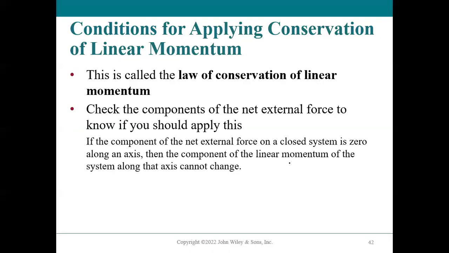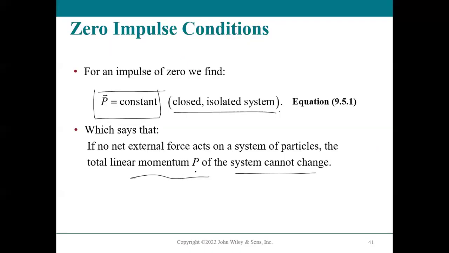Conditions for applying conservation of linear momentum. This is called the law of conservation of linear momentum. Check the components of the net external force to know if you should apply it. If the component of the net external force on a closed system is 0 along an axis, then the component of linear momentum of the system along that axis cannot change. So this is the zero impulse condition. We say that P is constant.